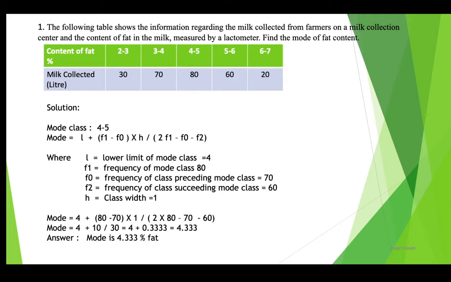So substitute in the formula and you have 4 plus (80 minus 70) into 1, divided by (2 into 80 minus 70 minus 60). And you have the value of mode as 4.333.